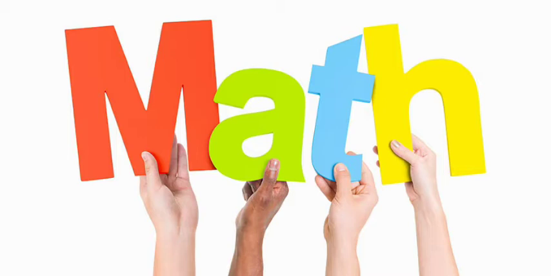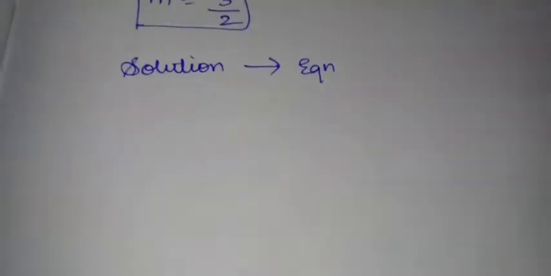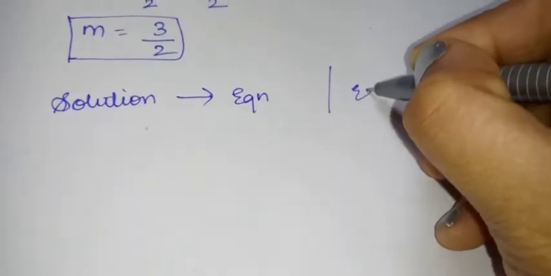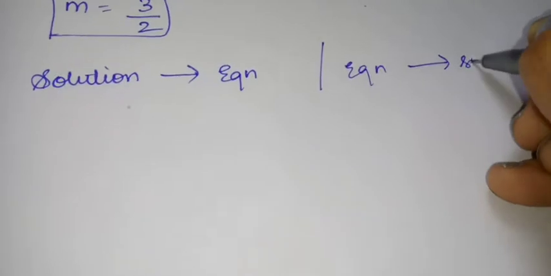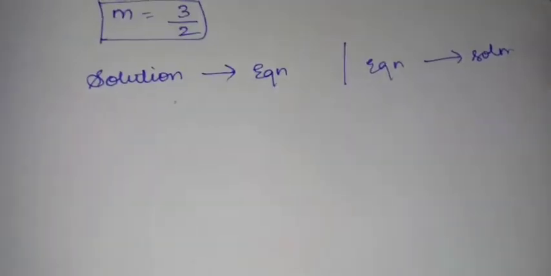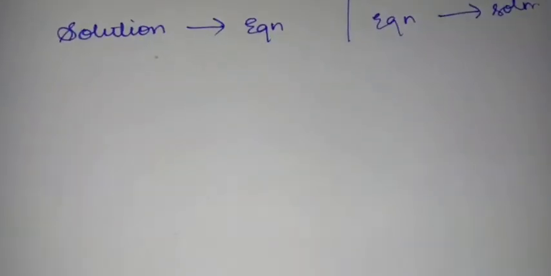You can take page number 88 in your NCERT textbook, children. Now we are going to discuss how to find an equation from the solution. Usually they will give you the equation and we have to find the solution, right? So the opposite of this we are going to discuss today.